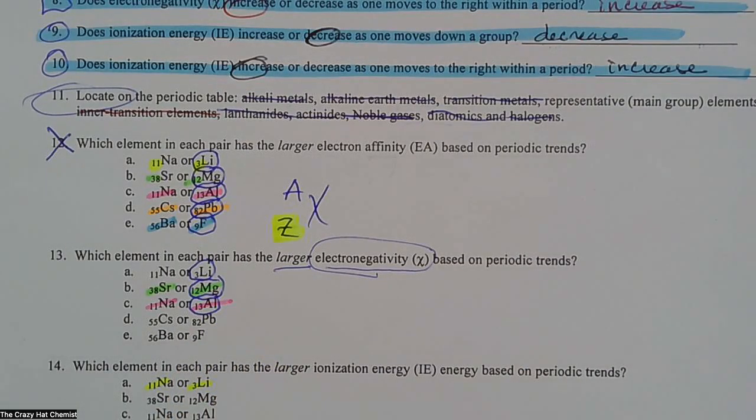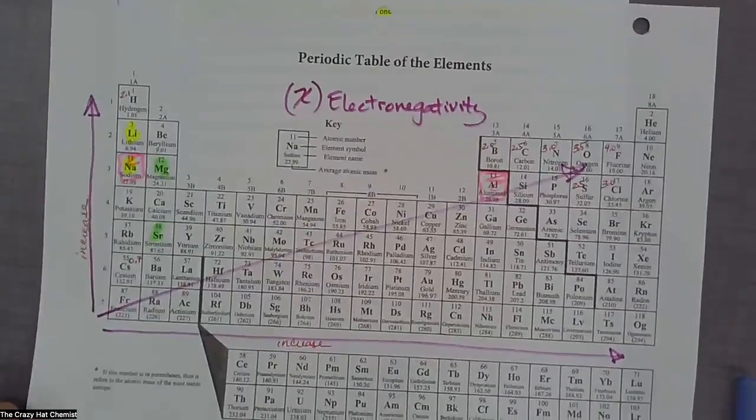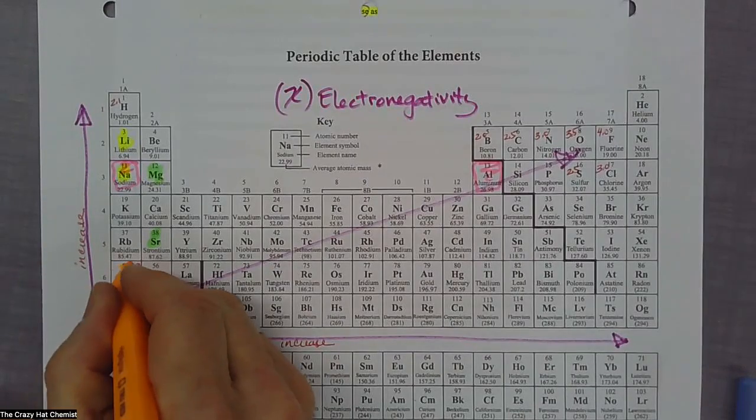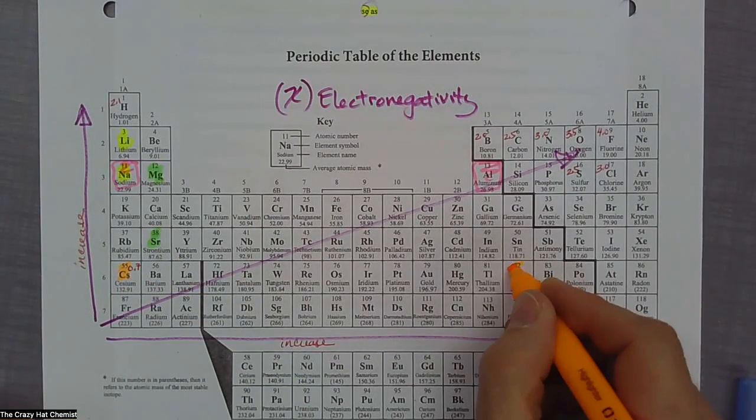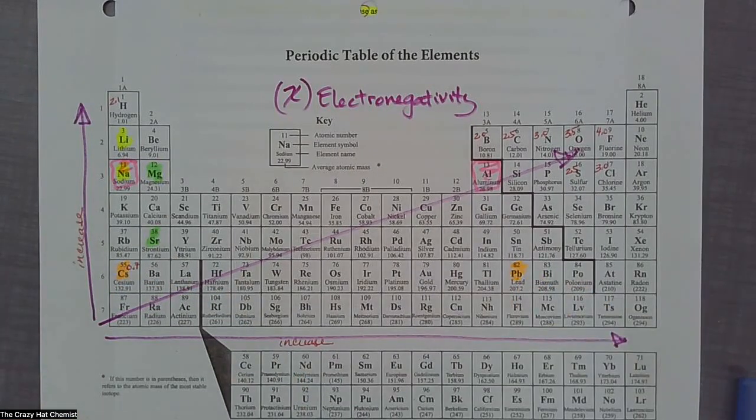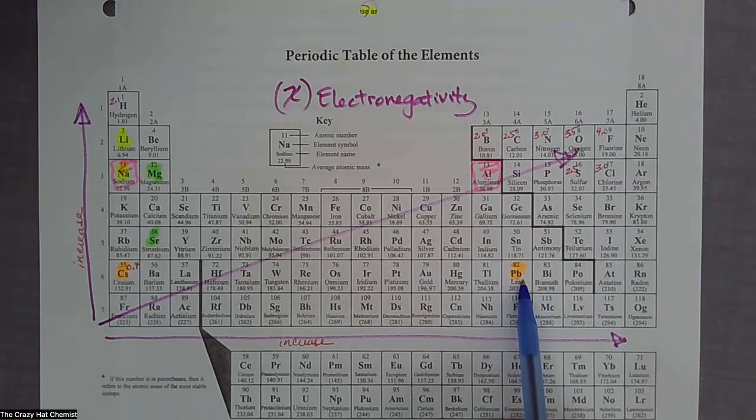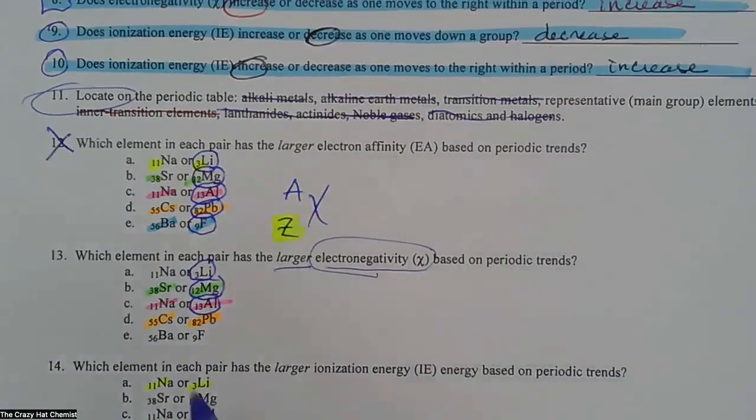All right, the next one is cesium, element number 55, or lead number 82. So we have cesium or lead. So that would be cesium, element number 55, or lead number 82. Which one has the higher electronegativity? That is the one that is further to the right. That would be most certainly lead. So we're going to write that down here. Lead has a larger electronegativity.